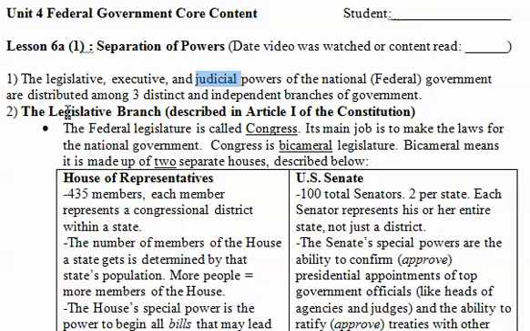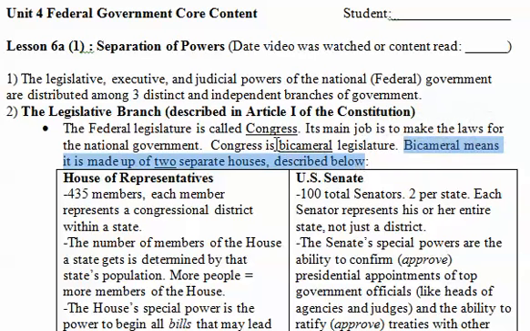And for the rest of this lesson, we are going to focus on the legislative branch. The legislative branch is described in Article 1 of the Constitution. So the federal legislature, the legislative branch, is called Congress. Its main job is to make the laws for the national government. Congress is a bicameral legislature. The word bicameral means that it's made up of two separate houses described below.